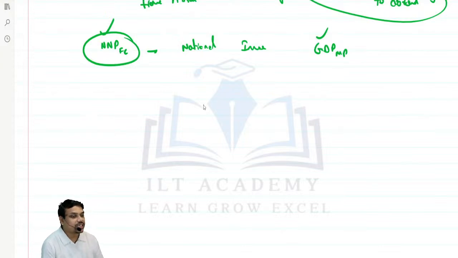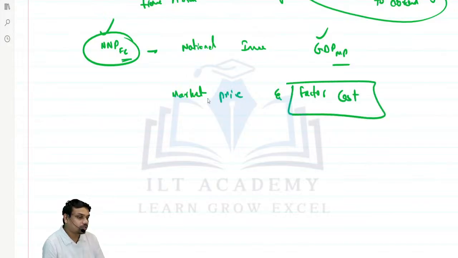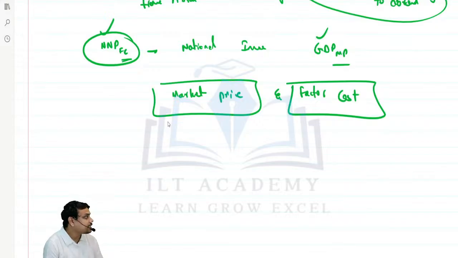नेक्स्ट एफसी फैक्टर कॉस्ट, एमपी मार्केट प्राइस. द डिफरेंस बिटवीन मार्केट प्राइस एंड फैक्टर कॉस्ट एग्जिस्ट ड्यू टू... मार्केट प्राइस, फैक्टर कॉस्ट. ये कैसे एग्जिस्ट करेंगे? क्यों एग्जिस्ट करेंगे? क्लियर? द डिफरेंस बिटवीन मार्केट प्राइस एंड फैक्टर कॉस्ट हमें क्या मालूम सर?